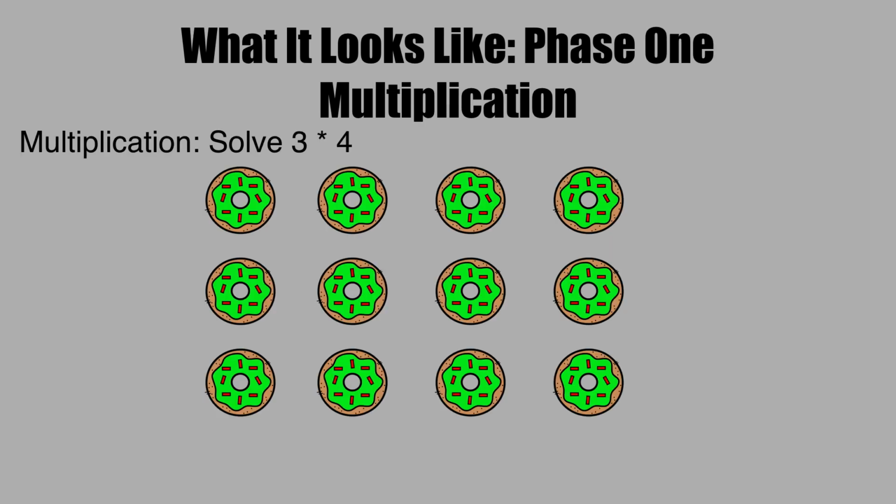One of the first strategies taught with multiplication is building arrays. In this case, the student built an array of 3 rows with 4 in each to match the multiplication problem 3 times 4. In phase 1, you will see students building this array and counting each figure in the array to reach the product of 12.